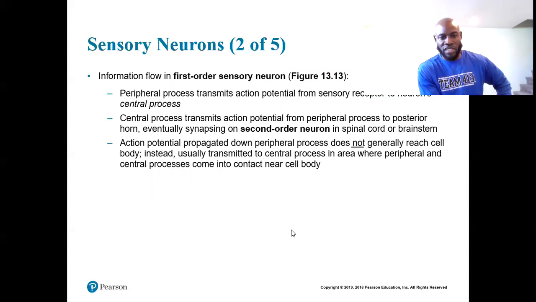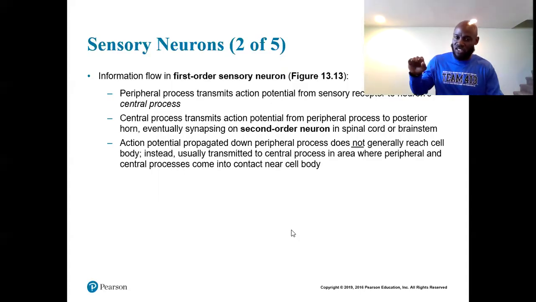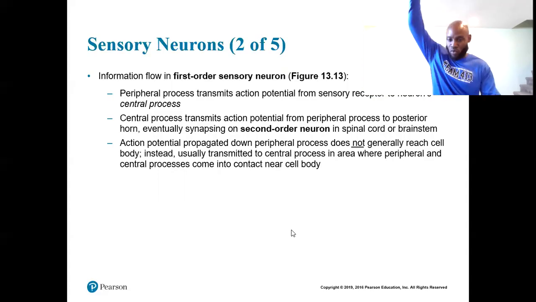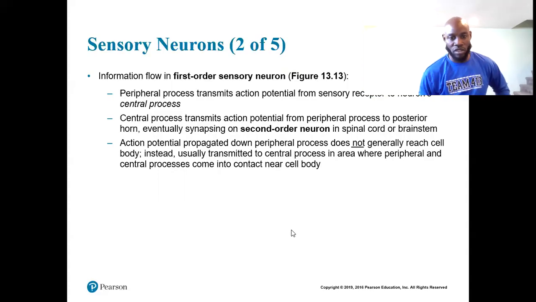So the peripheral process transmits action potentials from the sensory receptor, so from the receptor, like in your skin, to the neuron's central process. The central process transmits action potentials from the peripheral process to the posterior horn, so going into the spinal cord, eventually synapsing on the second order neuron. That would be considered an interneuron as well.